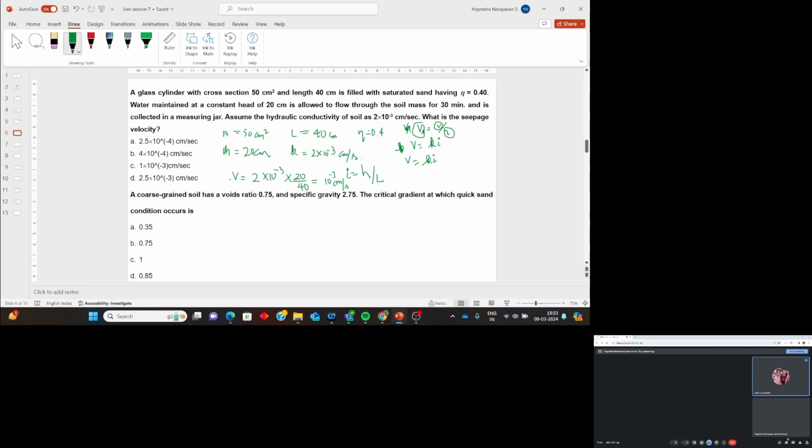Check carefully. So you have V. What is Vs? 10 power minus 3 by 0.4. How much does it come to? 2.5 into 10 to the power of minus 3. Now you calculate the discharge.